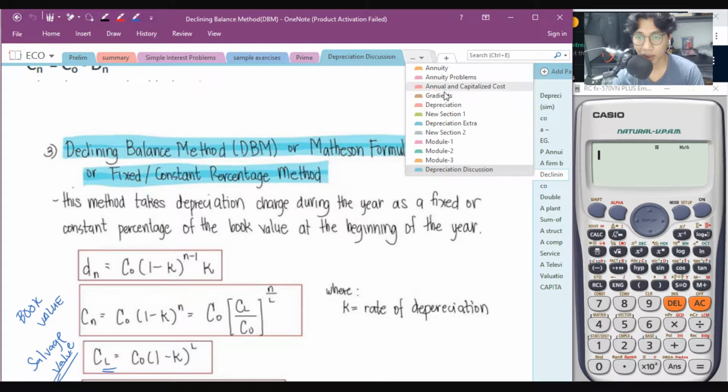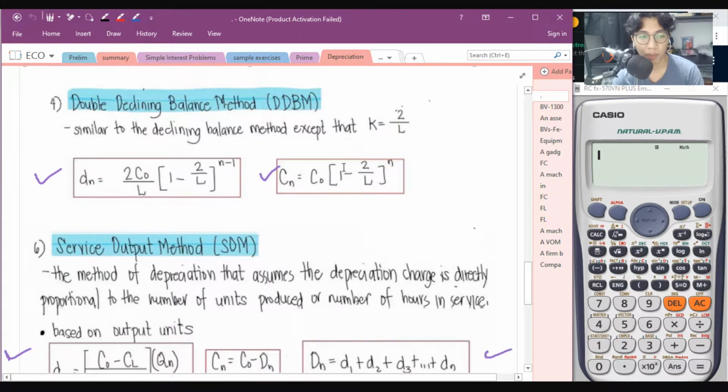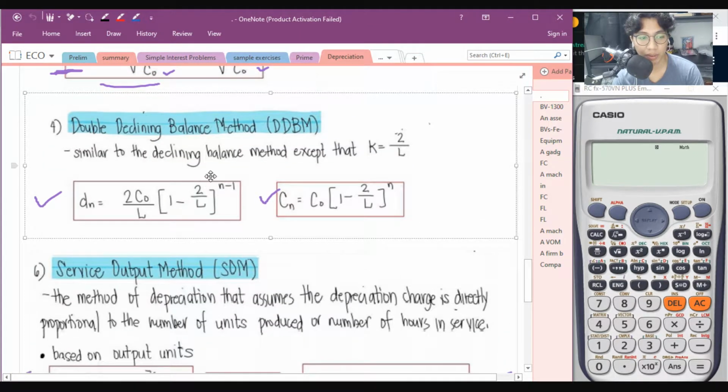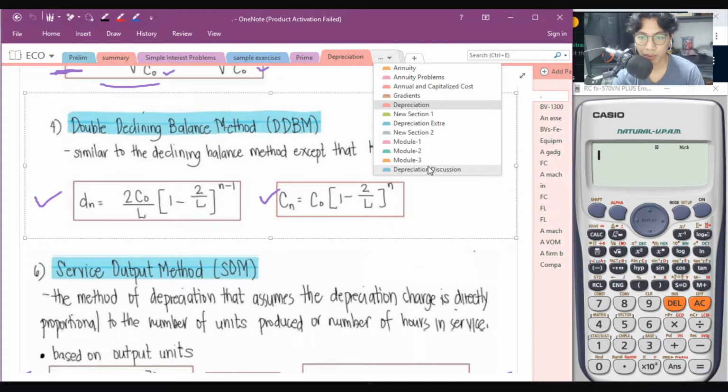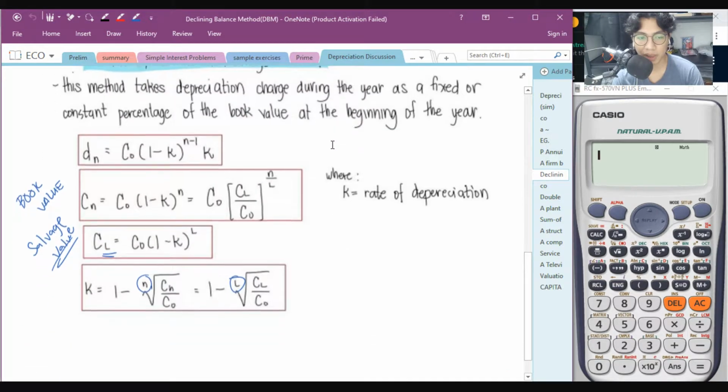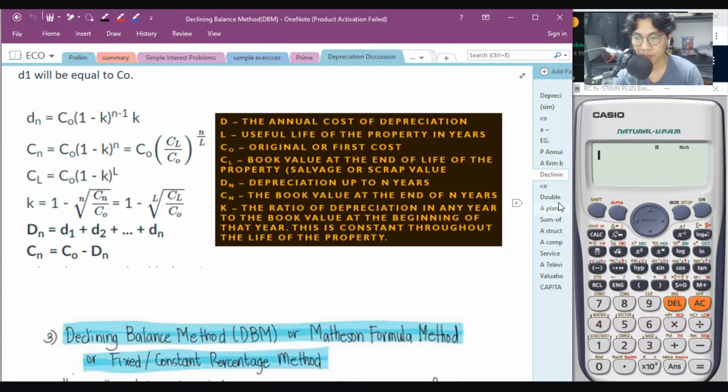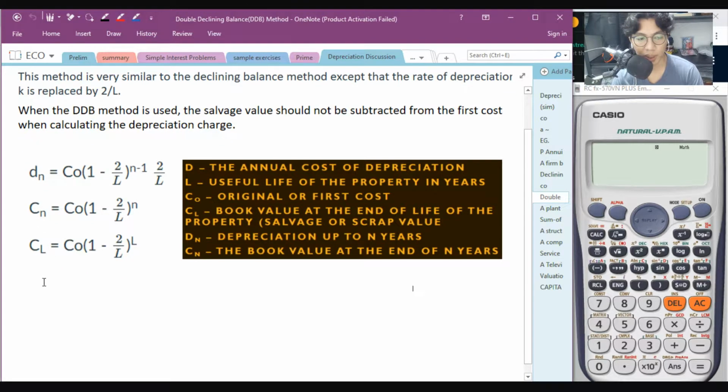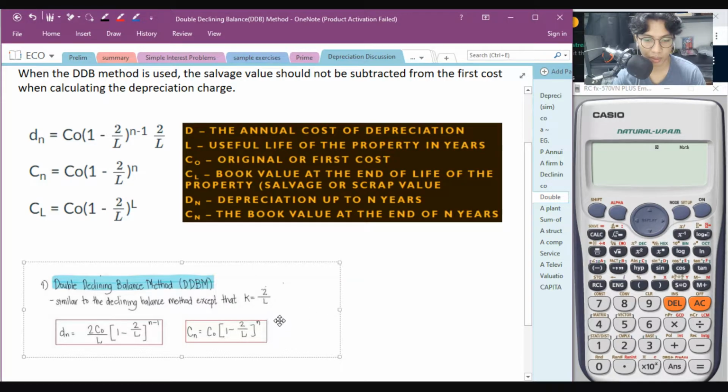So, kunin natin yung kanyang note dito. Double declining balance method. Only thing is that yung K is replaceable by 2L. Okay. Yan. Double declining balance method.